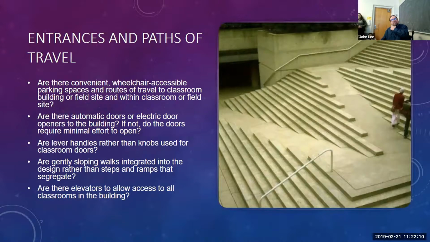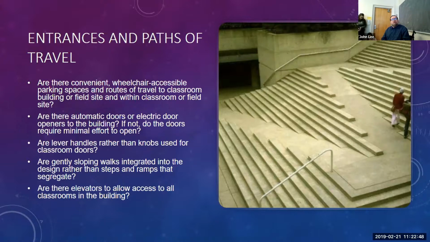So some key questions to think about when we talk about entrances and paths of travel. And these are just things to kind of keep in the back of your mind. Look at where you're working or, as a student, where you're going to be going. Are there convenient wheelchair accessible parking spaces and routes of travel to the classroom, building, or field site, and within the classroom or field site? So the path of travel is a critical one, especially on a campus like ours, because of what? The inclines, the hills, and so forth.